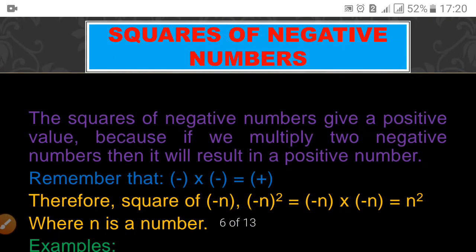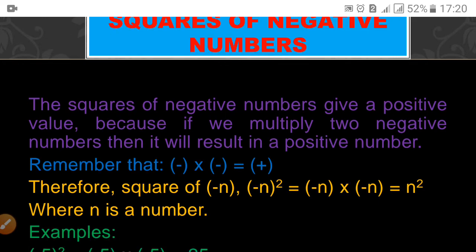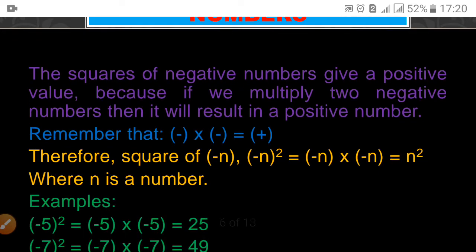Next is square of a negative number. As I already told, the square of a negative number is always positive. The square of a negative number gives a positive value, because if we multiply two negative numbers, it results in a positive number. Remember that a negative sign and a negative sign, when we multiply them, give us a positive result.